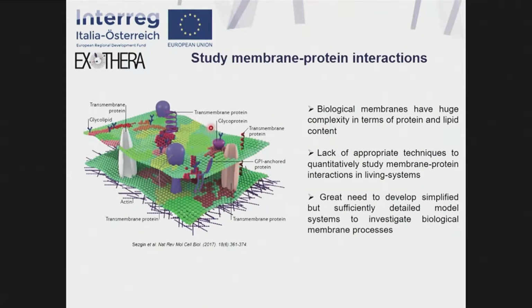The main problem in this kind of interaction is the tremendous complexity of plasma membranes in terms of lipid and protein content, and also the dynamics of these structures. Together with the limitation of techniques available to study these interactions in living systems, for those reasons several kinds of artificial systems have been developed in order to overcome these problems and to simplify this kind of investigation.